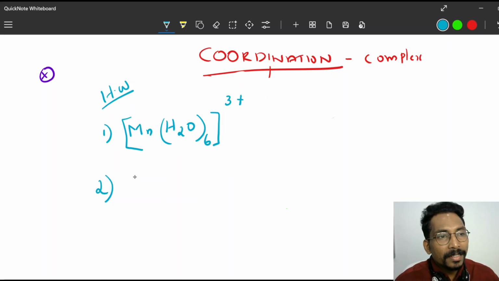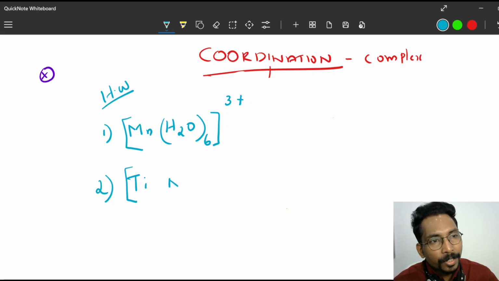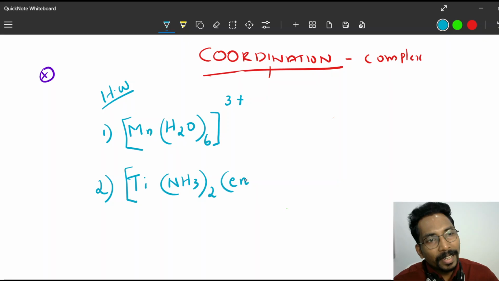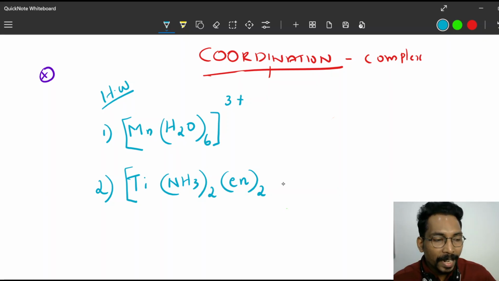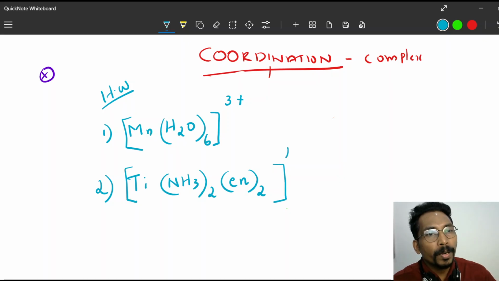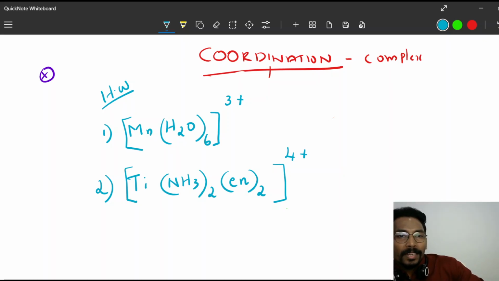Second one, Ti. What is Ti? Titanium. [Ti(NH3)2(en)2]4+. What is en? Ethylene diamine. en twice, 4 plus. Okay, so these are the homeworks. You can give the answer in the comment box.